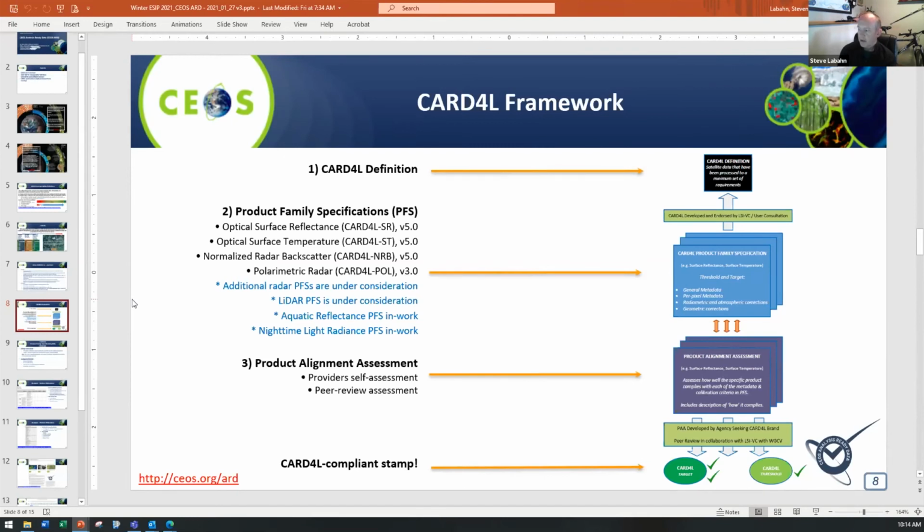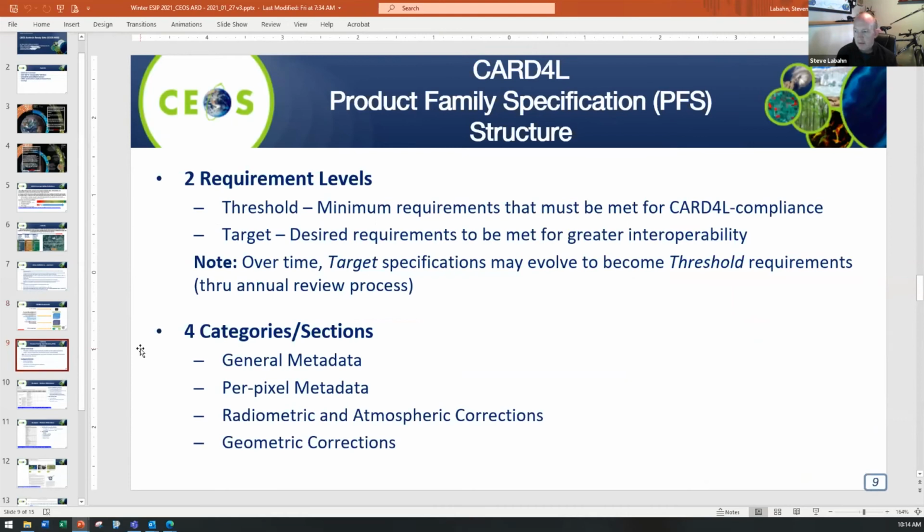If a data provider wishes to be CARD 4L compliant, they do a self-assessment against these requirements. They submit it to LSIBC. LSIBC then works with an independent body, the Working Group on Calibration and Validation within CEOS, to do a peer review of that assessment. And also along that path, continually working with the data provider on addressing any questions that they may have. And at the end of this process, ideally, a data provider would end up with a CARD 4L compliant stamp.